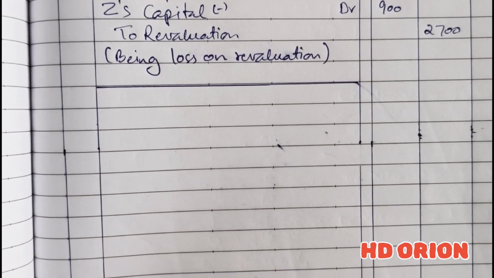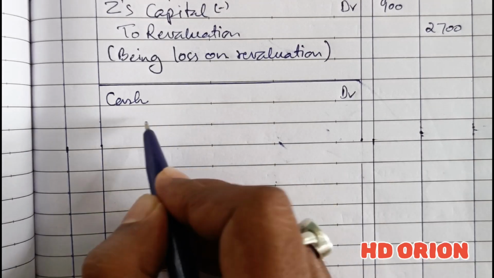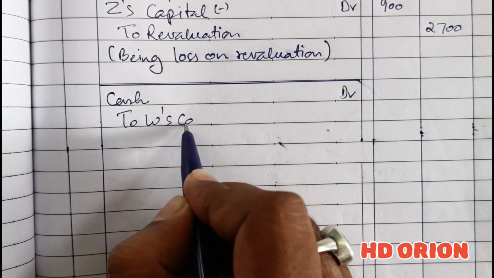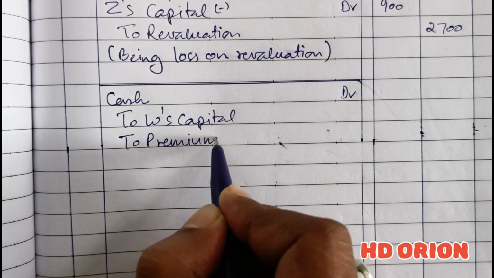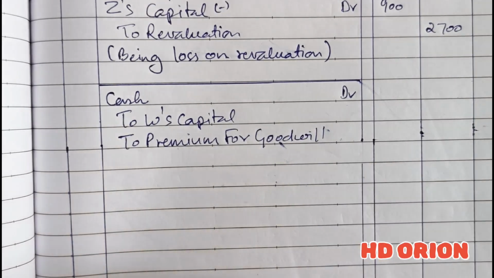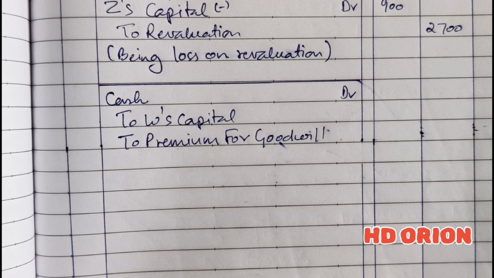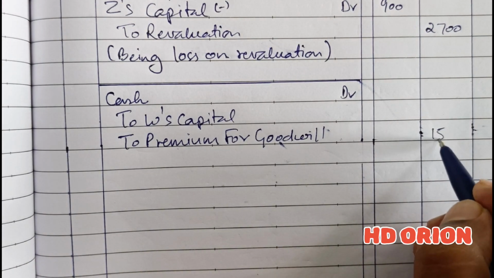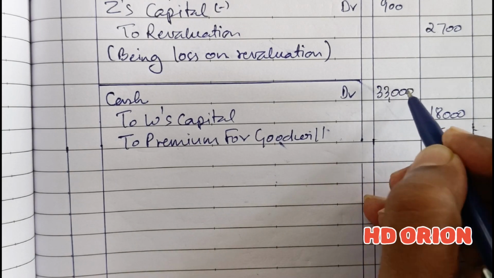Now W is coming and bringing cash. So cash account debited to new partner W's capital account and to premium for goodwill. Goodwill is the amount which the new partner brings to compensate the old partners for sacrificing their portion of profits in favor of the new partner. Here it is goodwill is 15,000 rupees and capital is 18,000 rupees. So 33,000 rupees is brought by new partner W.